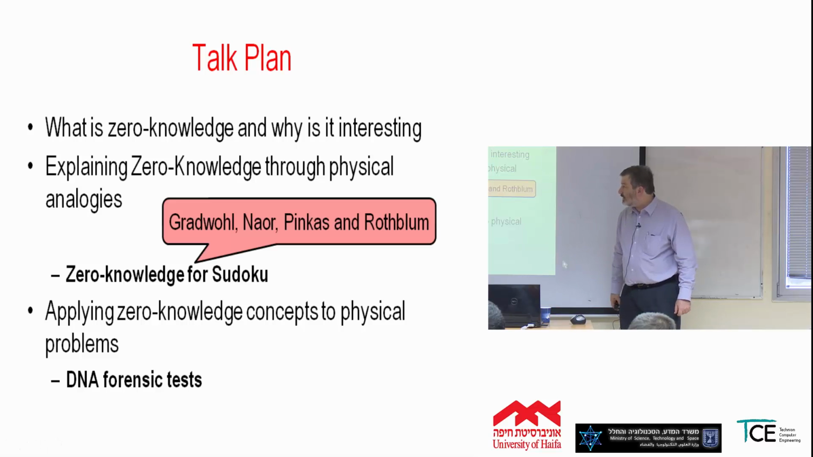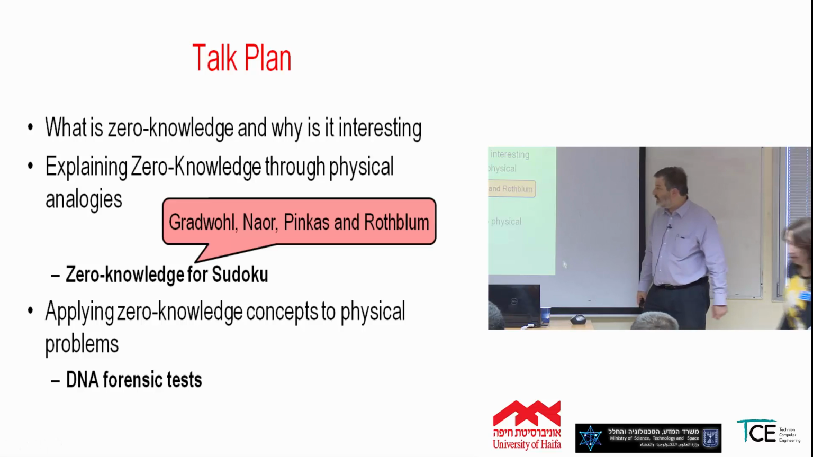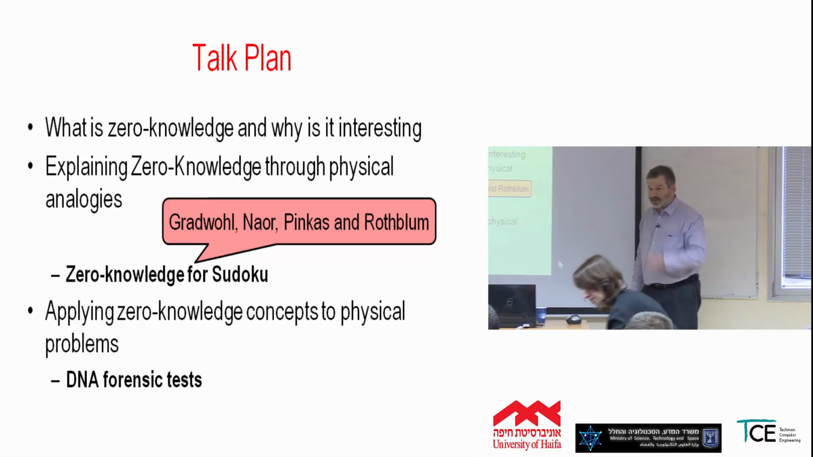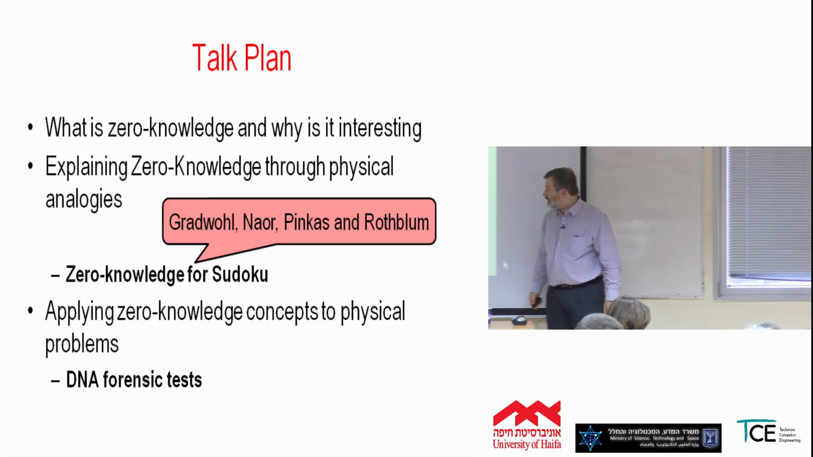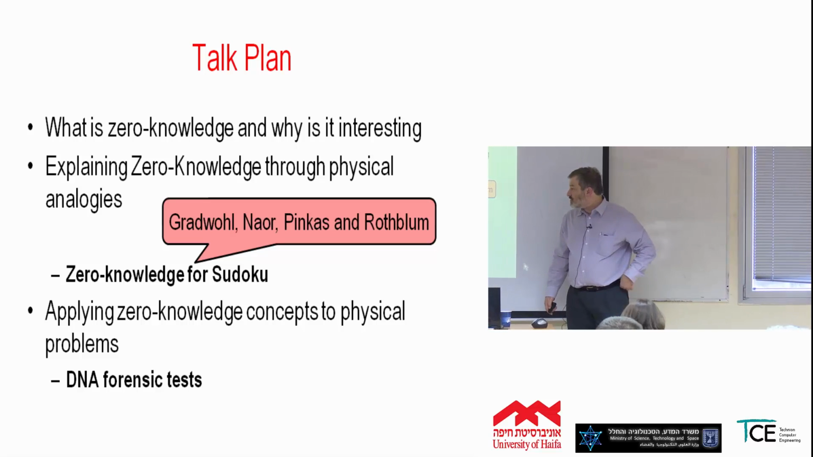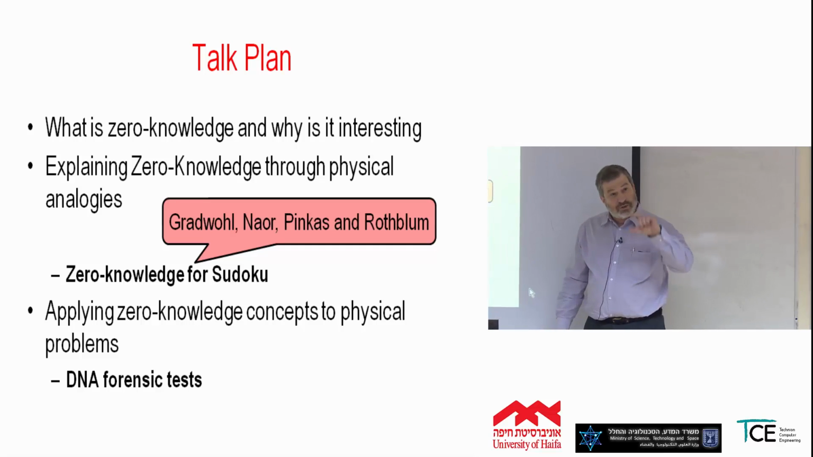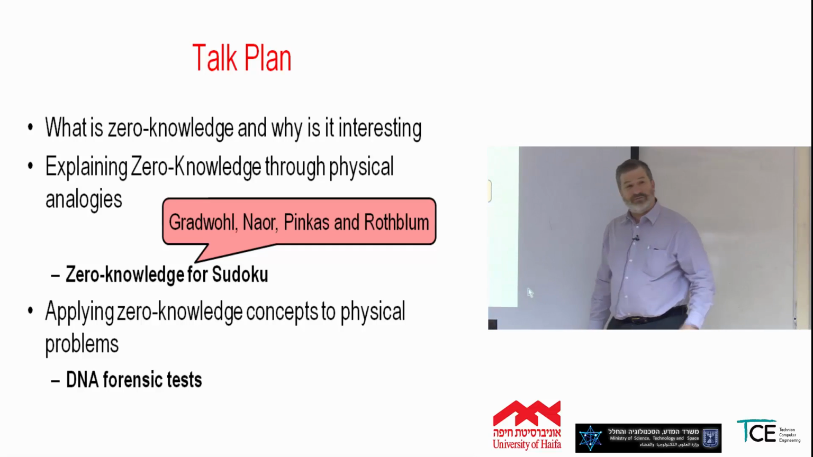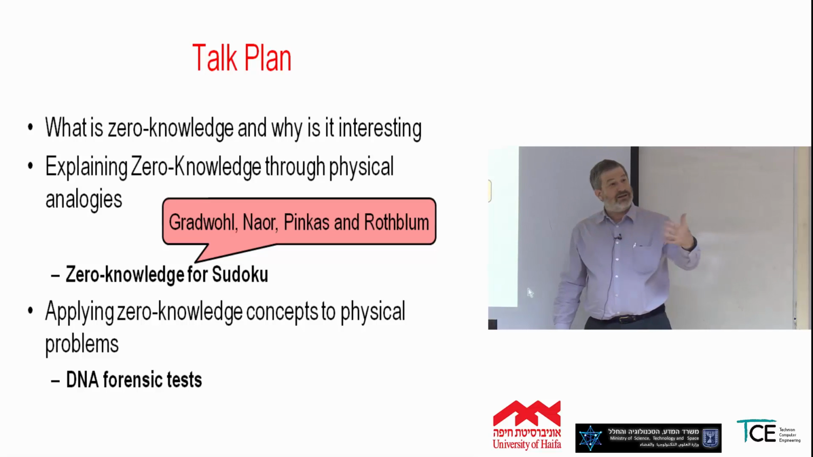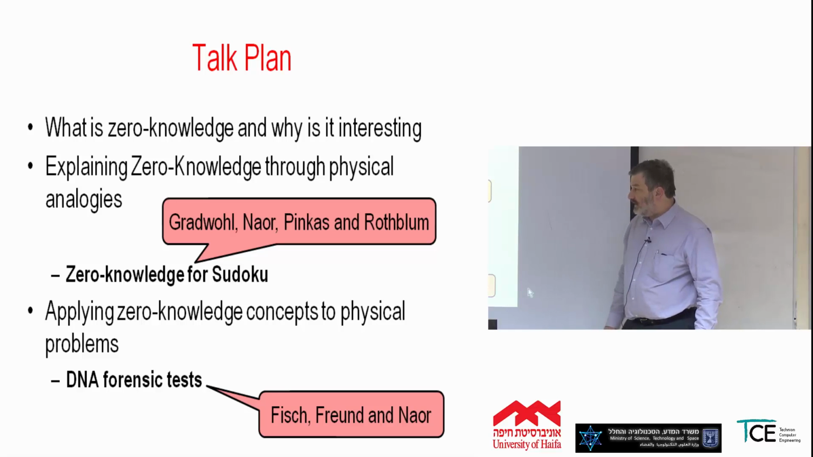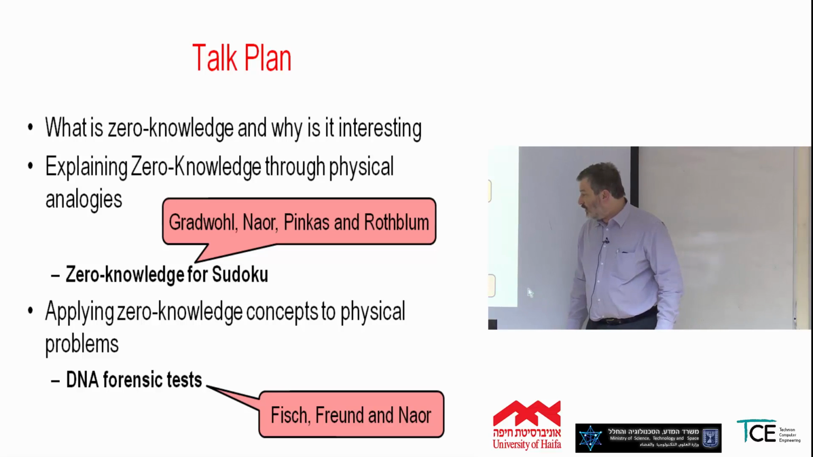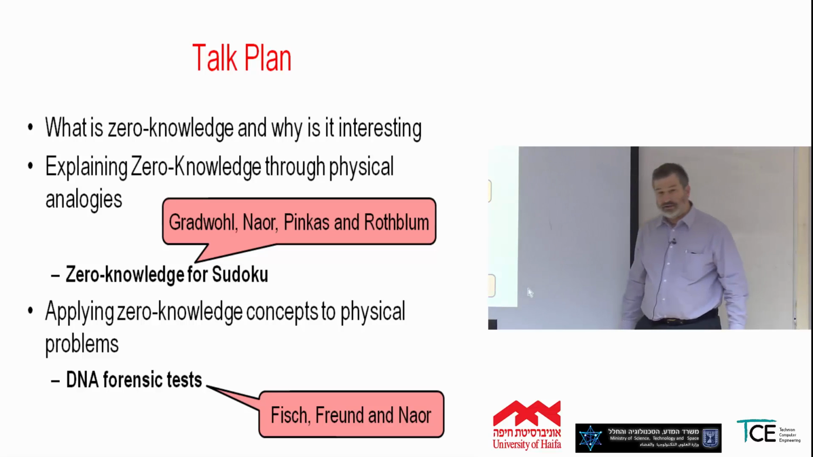This is work done a couple of years ago with Ronen Gradwell, Benny Pinkas, and Guy Rothblum here. And then I'll talk about new work, applying zero knowledge concepts to physical problems. So it's going to be the complement of the previous one. I'll explain digital zero knowledge using physical analogies, and then I'll show how you can do zero knowledge for physical properties, and in particular for DNA forensic tests. This is work with Ben Fish and Daniel Freund.